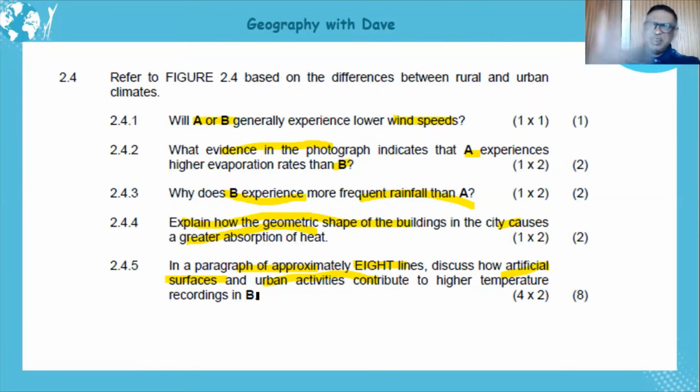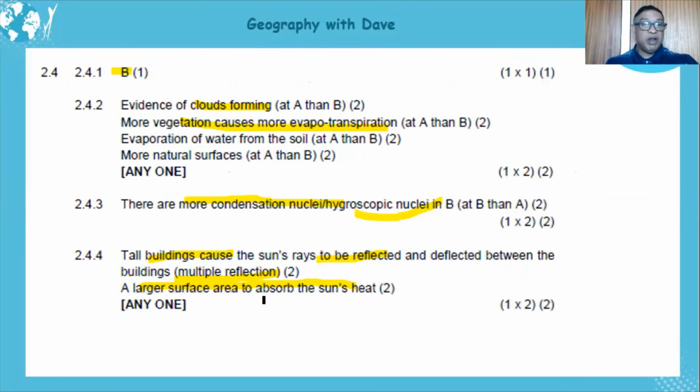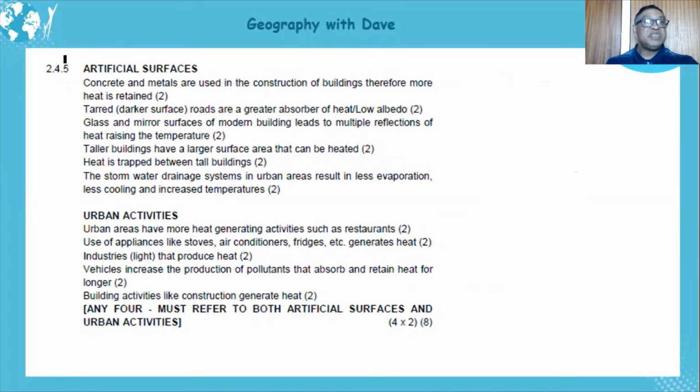Artificial concrete, steel, tar, whatever, absorbs more heat. The human activities in the city, you understand that's going on. Look at it here. Artificial surfaces. Concrete and metals are used for the construction of buildings, therefore more heat is retained. If it's 42 degrees Celsius, go walk on a tar road. Please don't do it. Don't try this at home. You will burn.